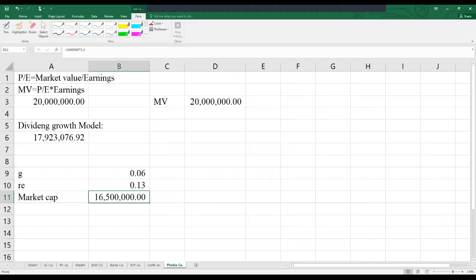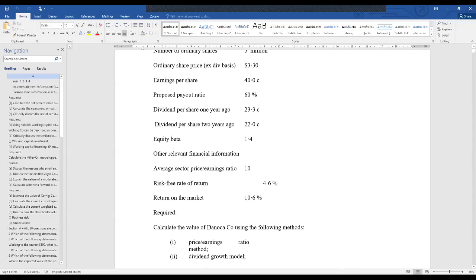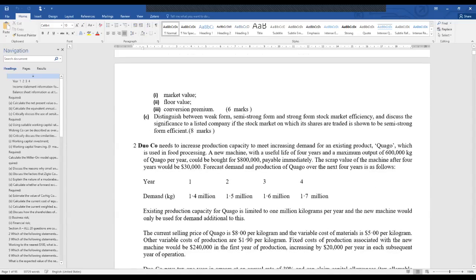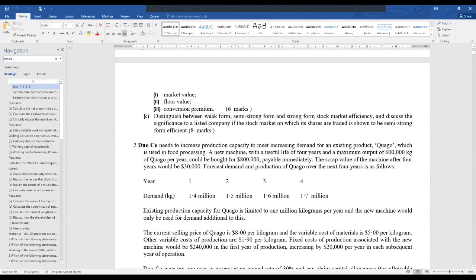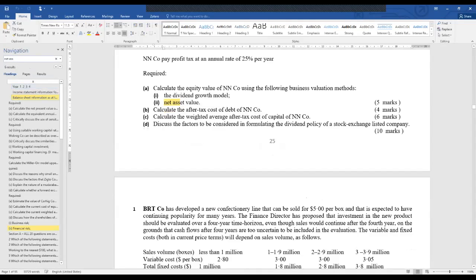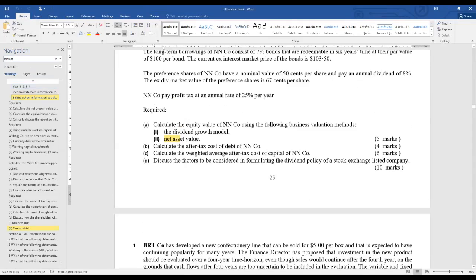Okay. Let's look at another question. Now let's see the use of NAV, the use of net assets. Let's see if we can get net assets. Okay, we can do this one.